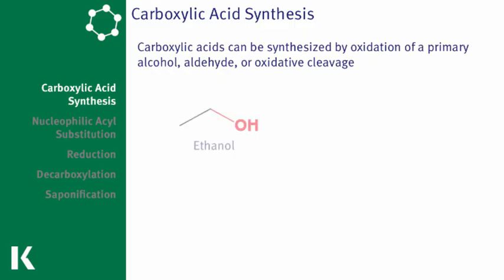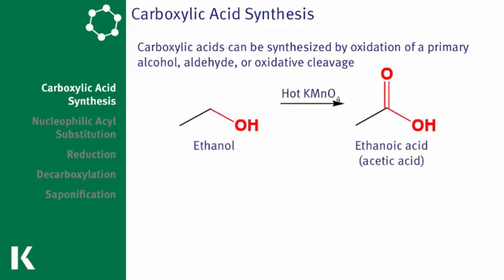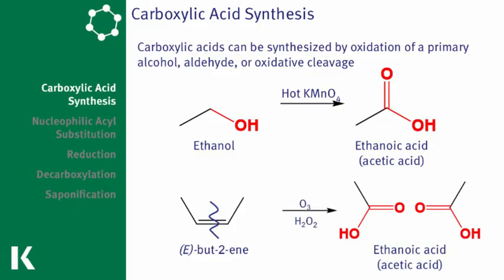When a primary alcohol like ethanol is treated with hot potassium permanganate, the hydroxyl functional group is oxidized to the carboxylic acid functional group and ethanoic acid is produced. You can imagine that if we had instead started with an aldehyde, the reaction mechanism would be essentially the same, except that such a strong oxidizing agent would not be needed. When you're given an alkene, such as E-but-2-ene here, the presence of an oxidizing agent should get you thinking oxidative cleavage. Ozone in hydrogen peroxide is, in fact, a strong oxidizing agent, and so we observe two molecules of ethanoic acid being formed as the products.